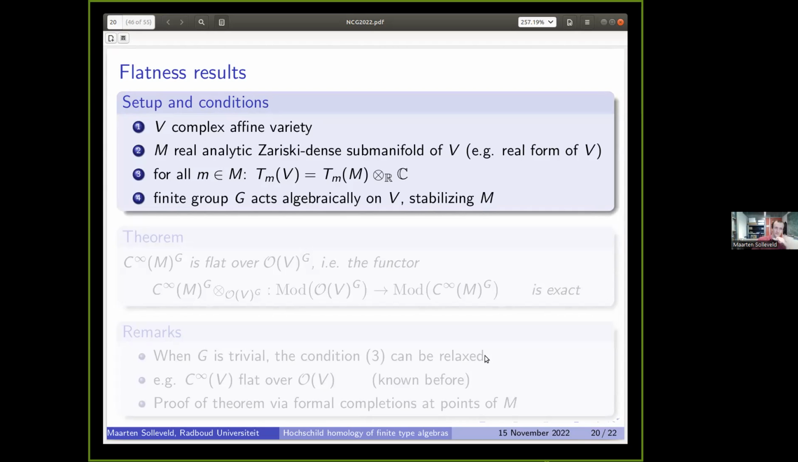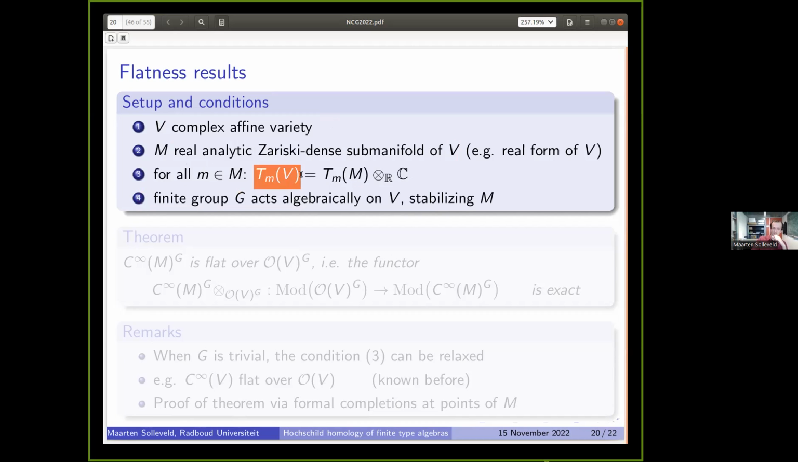It doesn't work in full generality. I start with a complex affine variety, because that's the entire setup, and then inside there I want to have a smooth manifold lying inside it. But you need some conditions. It needs to be analytic for certain very technical reasons. And you also want it to be Zariski dense, because if it's not Zariski dense, then you rather replace V by the Zariski closure of M. And the most important condition is, in fact, that the tangent spaces behave like this.